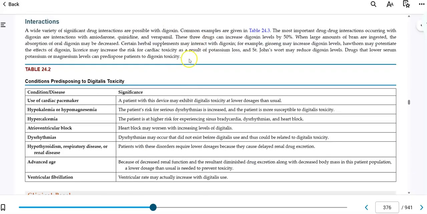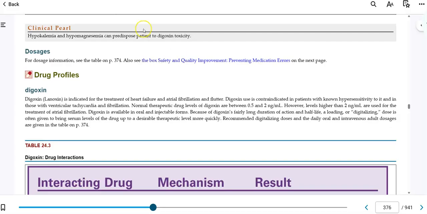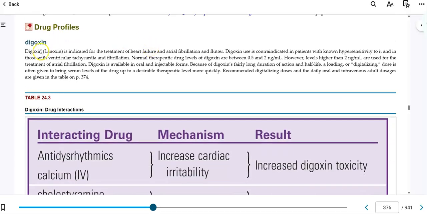We give it to these individuals when they have heart failure, because we're going to help that heart work well. I want to point out this clinical pearl: if I have a patient that's hypokalemic and hypomagnesemic, that can predispose them to digoxin toxicity, so keep that in mind. Digoxin, Lanoxin, we use for treatment of heart failure, atrial fib, and flutter. We want to keep their therapeutic dose levels between 5 and 10 nanograms per milliliter. However, I might increase it a little bit if it's specific for atrial fibrillation.